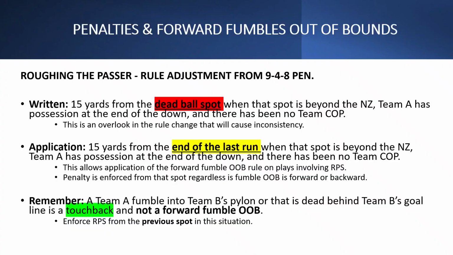Remember, a Team A fumble into Team B's pylon or into and out of Team B's goal line is a touchback and not a forward fumble out of bounds. In that situation, the penalty for roughing the passer is enforced from the previous spot.